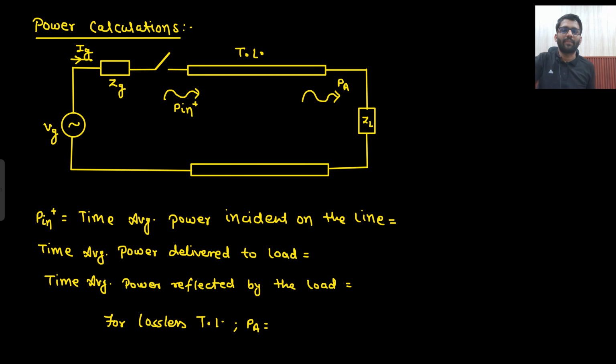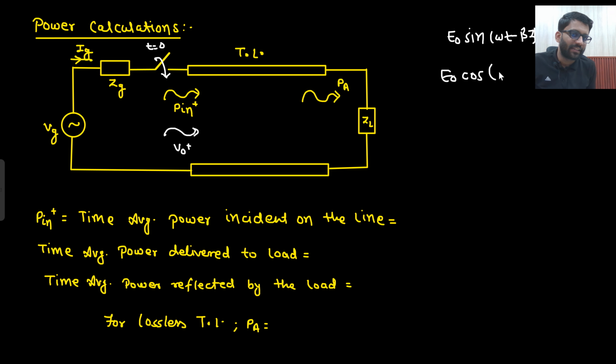Now let's come to our concept, how we will do the power calculations on a transmission line. Just as the transmission line switch is closed, what happens? From the source, V0 plus is generated, right? Now in electric field, if E naught was generated, E naught sin omega t minus beta z, or E naught cos omega t minus beta z, this kind of traveling wave we were having.